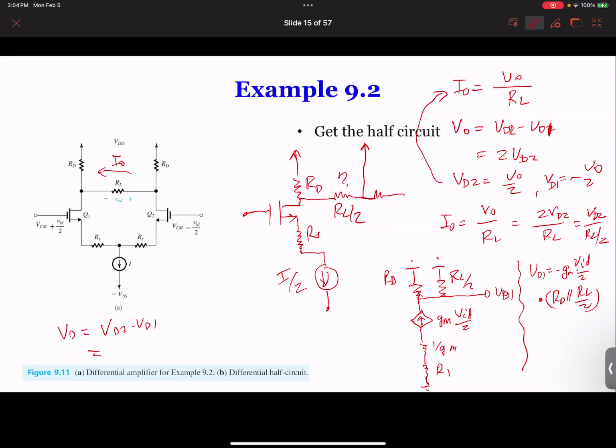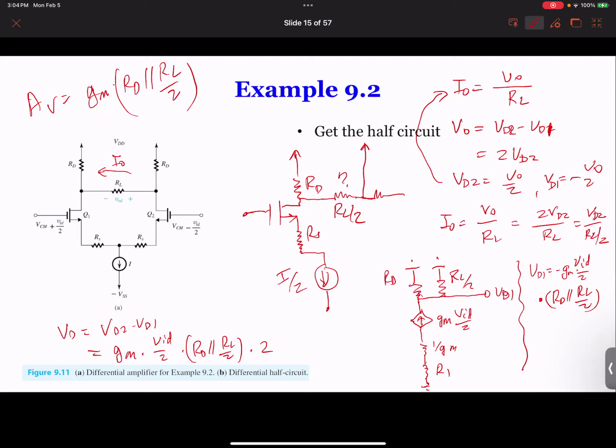So you got this is GM times VID over 2 times RD over RL over 2, and then times 2. So that 2 is canceling. You get your gain. So let me write down here. So the voltage gain is going to be GM times RD in parallel with RL over 2. So that's what we get for example 2.